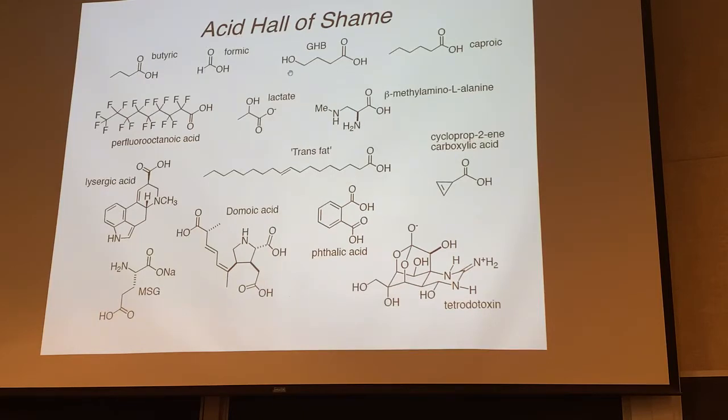We got gamma hydroxybutyric acid, which is an abused drug. Simple drug, isn't it? Caproic acid, also produced in animals. Goats and deer and other animals like that have a pungent smell. Perfluorooctanoic acid is a plasticizer in different materials, has some hormonal effects. It's being phased out.